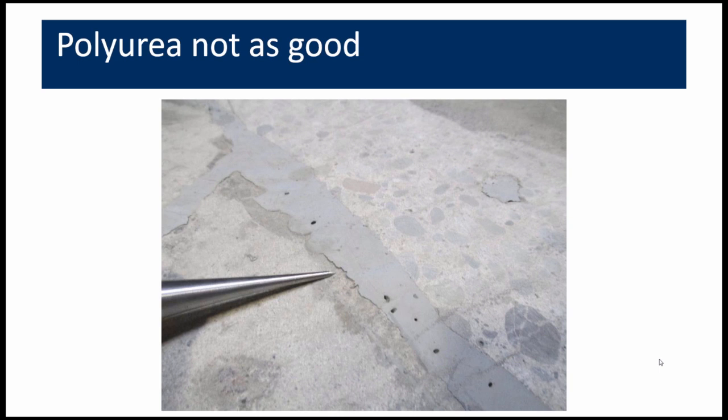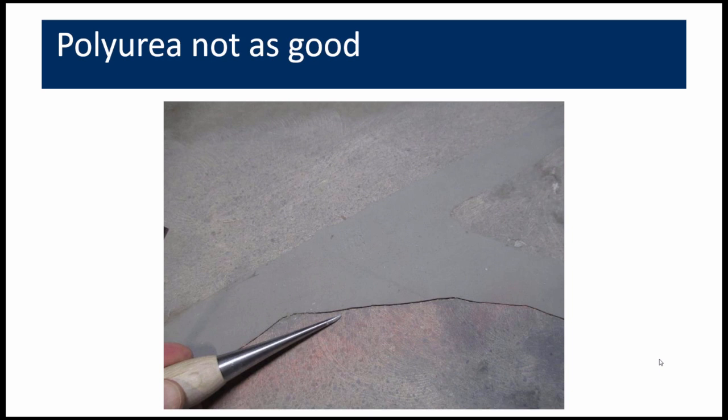It's harder to grind flush with the surface. It's not as tough. We got these little air voids in it. It didn't bond as well, in this case, to the edge of the surface. So just keep that in mind, that polyurea can work, but it's not as good as epoxy. So when you get it as a substitute in your job, remember that you're making a compromise when you use this material.